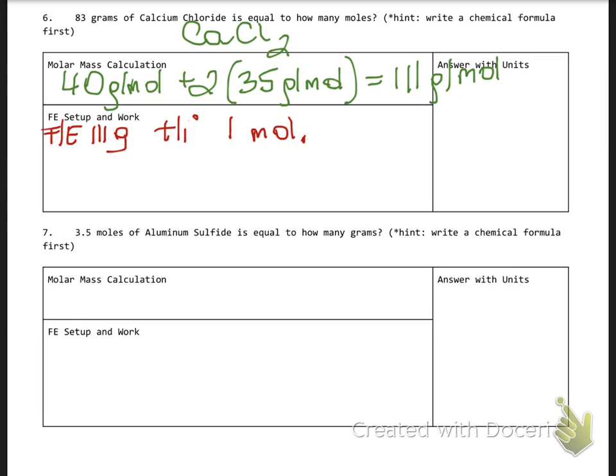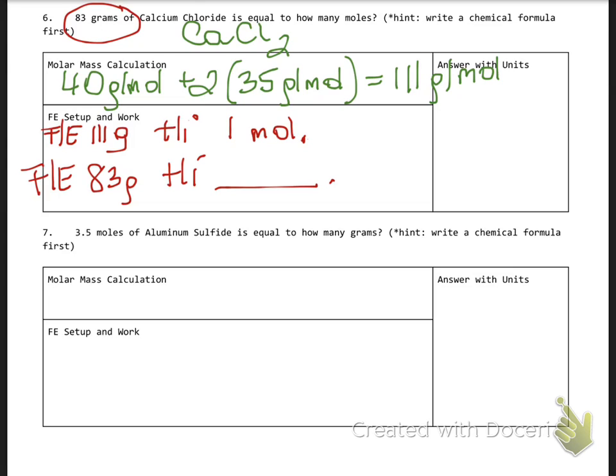Now, my problem is asking me to convert 83 grams, so I need to make sure that the number with those units is listed under my first "for every" statement and the units are aligned. And then I'm going to fill in the rest. So for every 83 grams, there is, the problem is asking me to find moles, so I'm going to leave that blank.